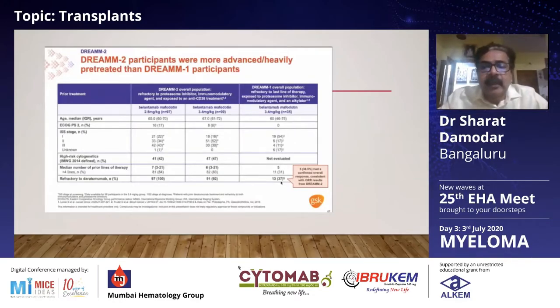Now, just one slide on what was the comparison between the DREAM-1 and the DREAM-2 studies. Like I mentioned, the DREAM-1 study did not have patients who had already been exposed to the anti-CD38 antibody. And clearly, you have this subset here, where about 90% of patients were refractory to daratumumab, which clearly tells you that they were worse off and they had also exhausted that option. And in that subset of patients, this drug was being used. And clearly, if you had this kind of response, it was something worth talking about. That is what they wanted to highlight.